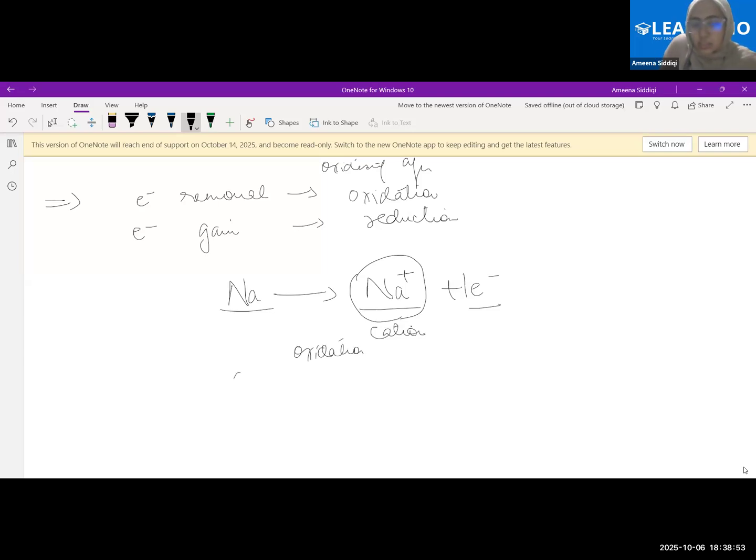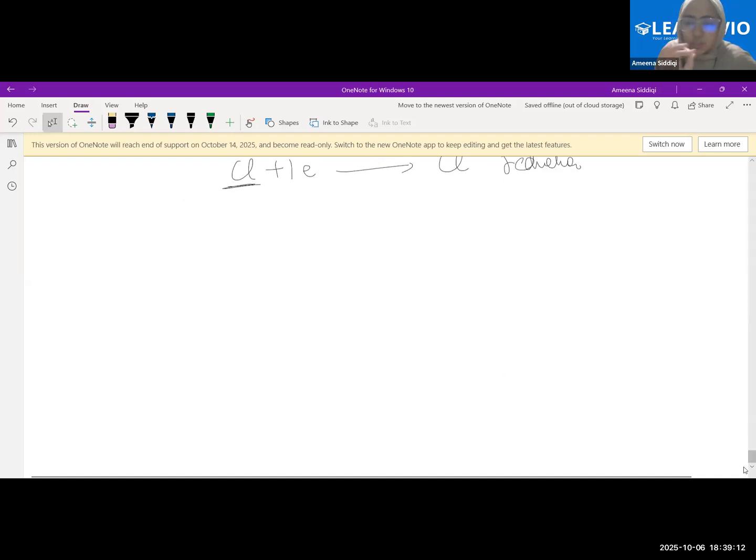Fine. Let's talk about this chlorine. This is the element of chlorine plus one electron. It is giving me the anion of chlorine, that is the chloride ion. This is a chemical reaction taking place, but what type of chemical reaction can I say? Reduction. So these are separate oxidation and reduction.